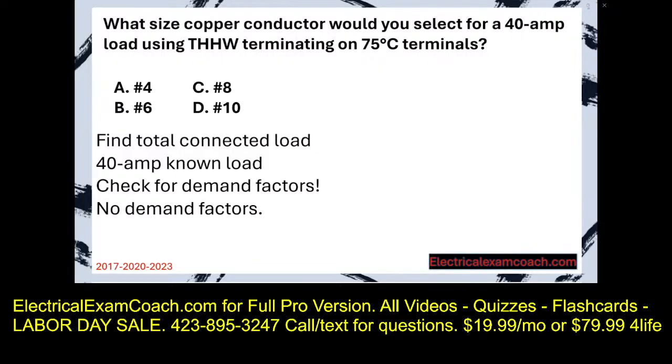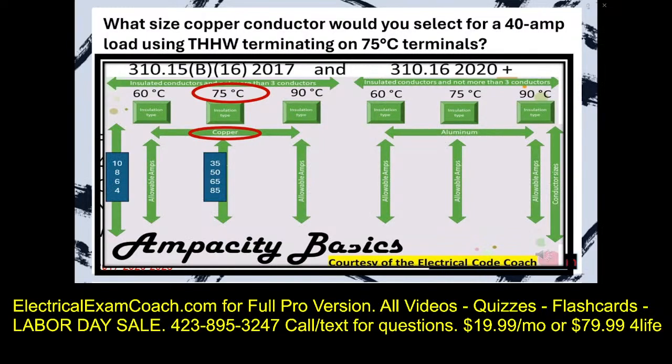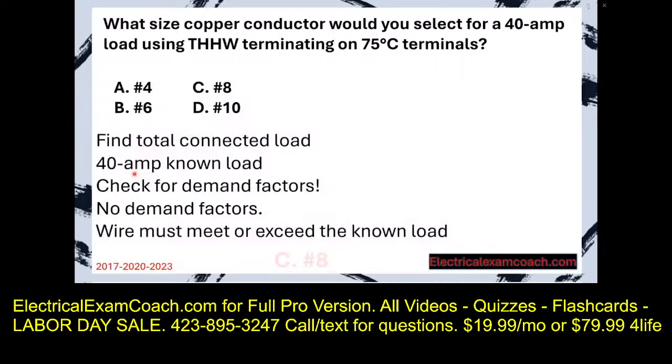And we always have to remember that all wire must meet or exceed the known load. So we have to find a wire that meets or exceeds 40 amps. We head to our primary ampacity table, and the first thing we're going to do is check the type of conductor. It's copper, so we're going to start on the left-hand side of the table. We're in the 75°C column because that's our terminal rating. Then we're going to slide down and find a wire that meets or exceeds the known load, and we find out that it's an 8-gauge conductor. And we select C. Great job.